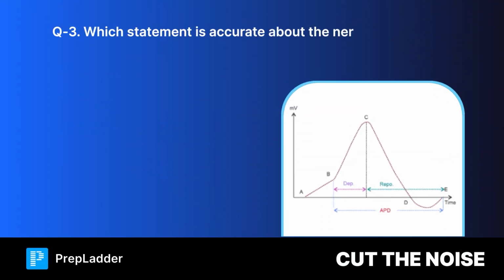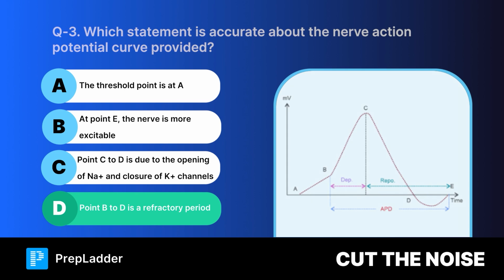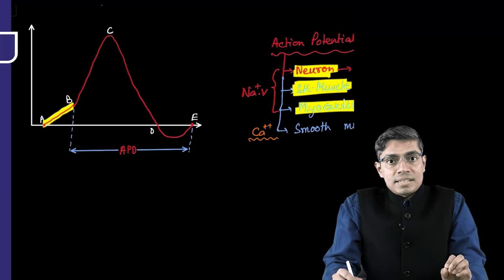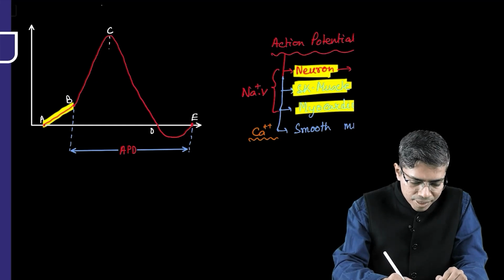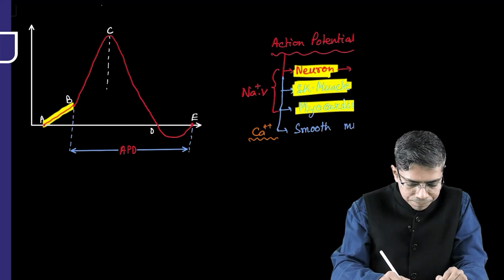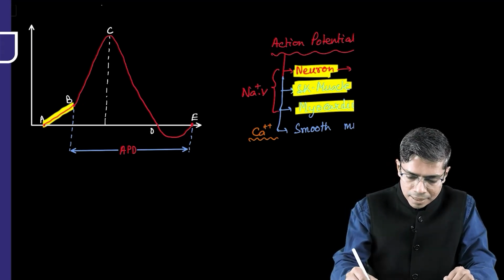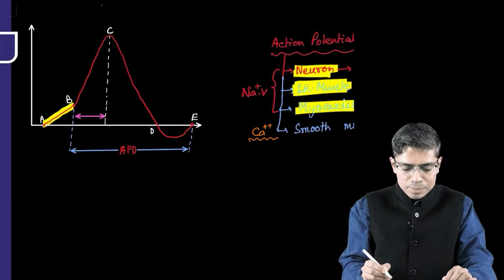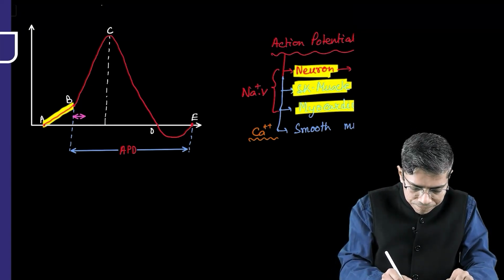Question 3. Which statement is accurate about the nerve action potential curve provided? The correct answer is: point B to D is a refractory period. Here's the explanation. If I want to note down the duration of the depolarization phase of the action potential, I will drop a perpendicular from here, and in between these two, if I measure the time duration, this is nothing but the time duration of depolarization.